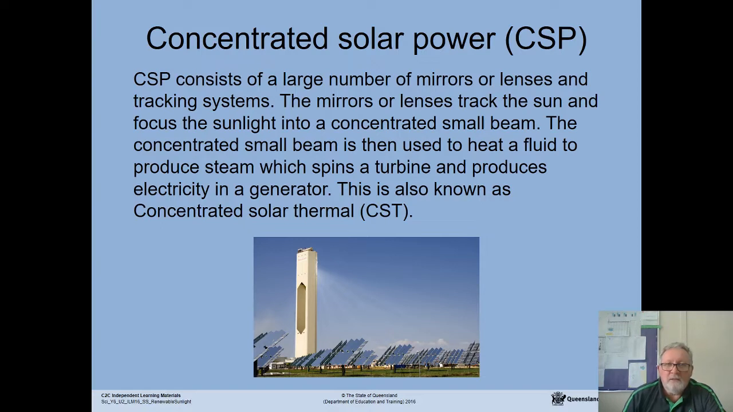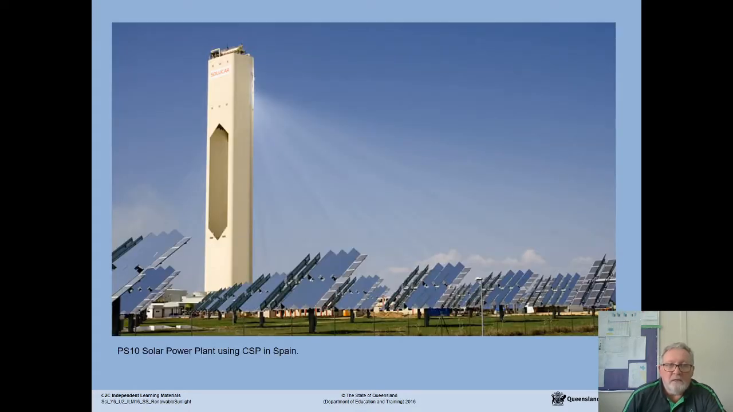beam. And that's used to heat fluids, and it can heat it well enough to produce steam, so it can actually make it boil, which in turn spins a turbine and produces electricity in a generator. So that is known as concentrated solar thermal. And there's an example. You might be able to just see these reflected lights. So here it's all being reflected to a concentrated point, and that's in Spain. Don't think we've got any of those in Australia, none that I'm aware of anyway.